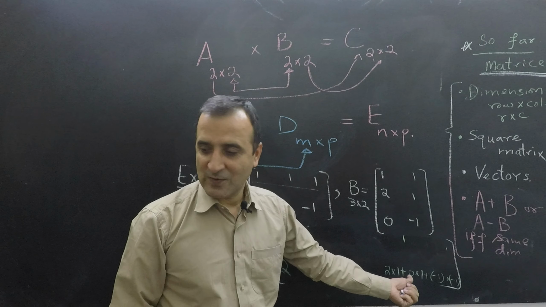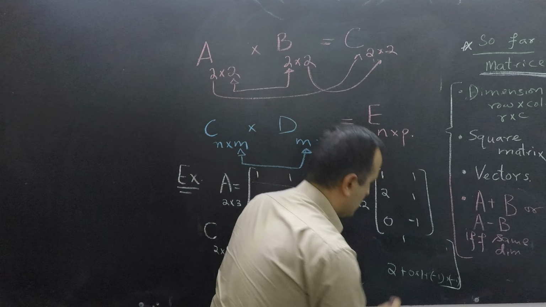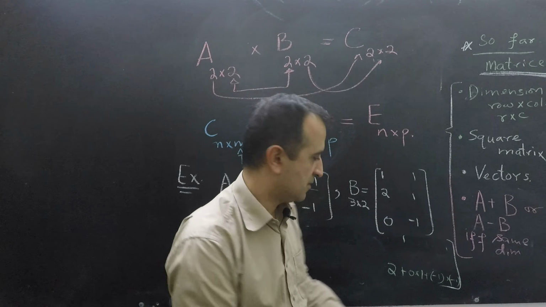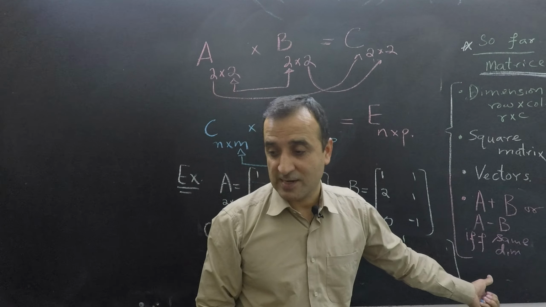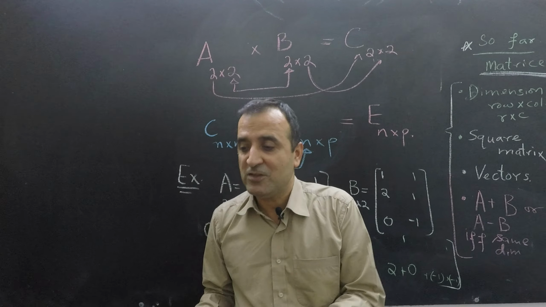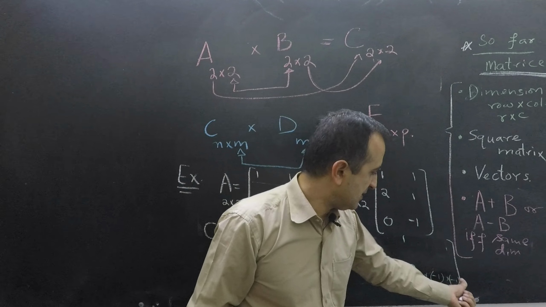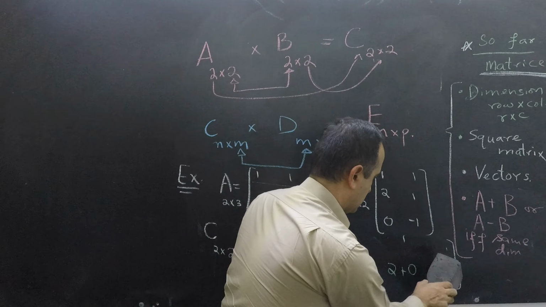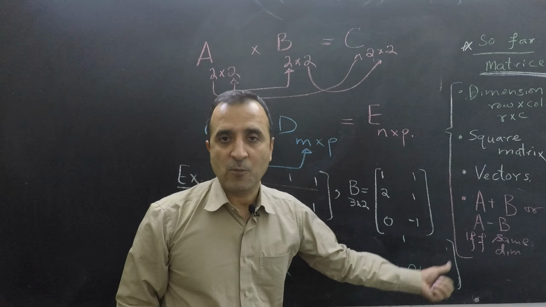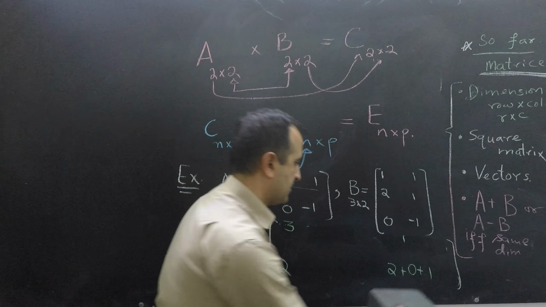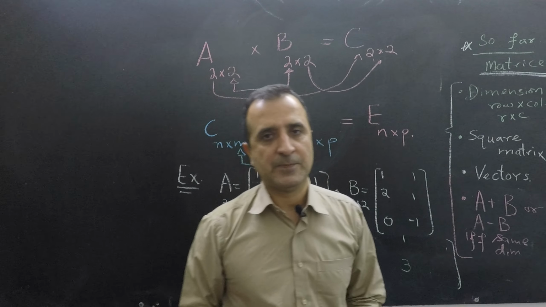Now, 2 times 1 is? 2. And 0 times 1 is? 0. And minus 1 times minus 1 is? When we multiply minus with minus, our result is plus. So minus 1 times minus 1 is plus 1. And 2 plus 0 plus 1 is going to be? 3. So that is our answer of multiplication.